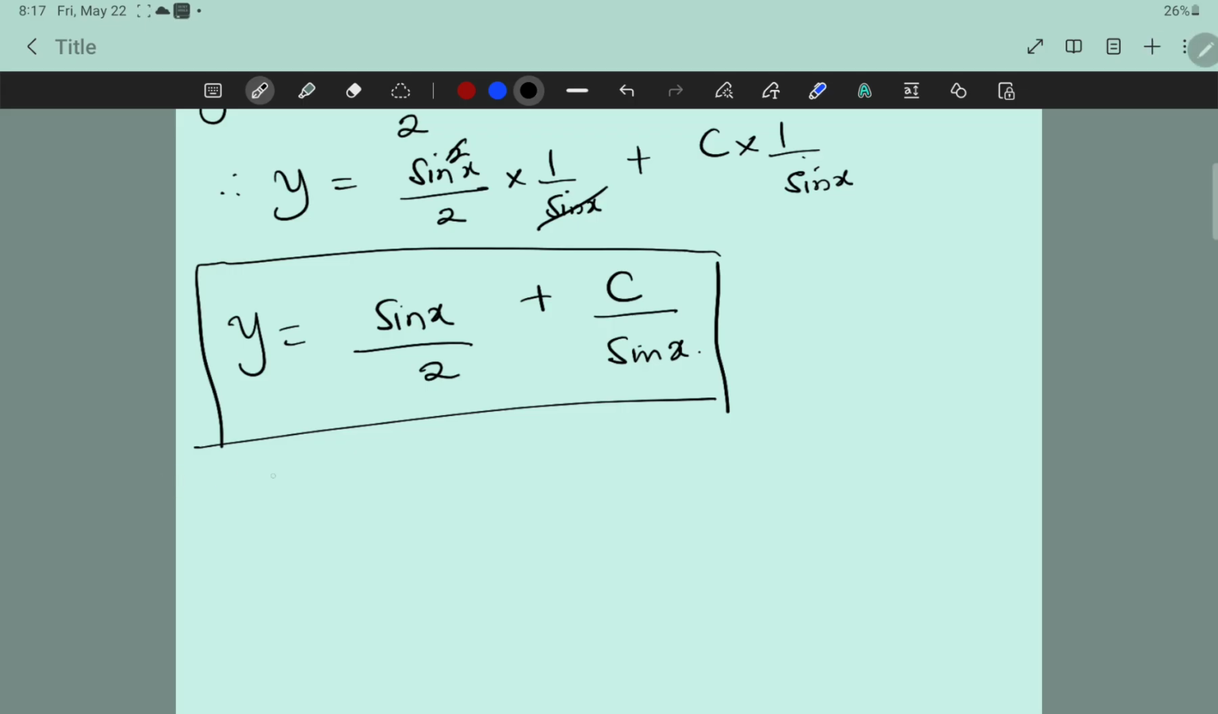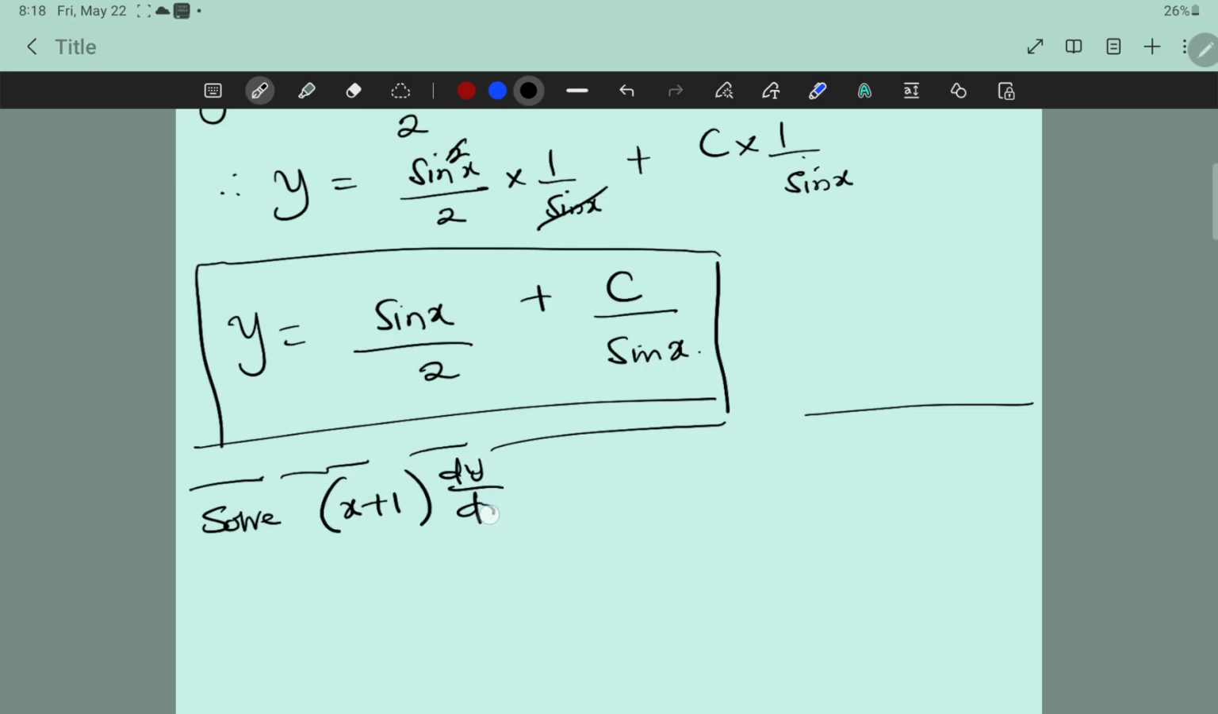So let us take the last example for the day. Our last example, let's look at something very interesting. I believe you'll be able to do this yourself. So let's see. This says solve x plus 1 dy over dx plus y is equal to x plus 1 all squared. It says solve this. So when you want to solve this, what do you do?